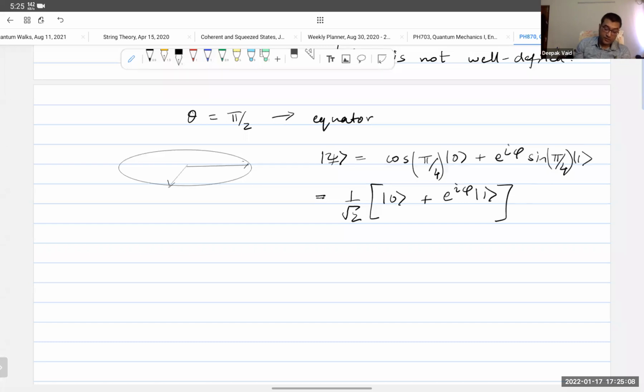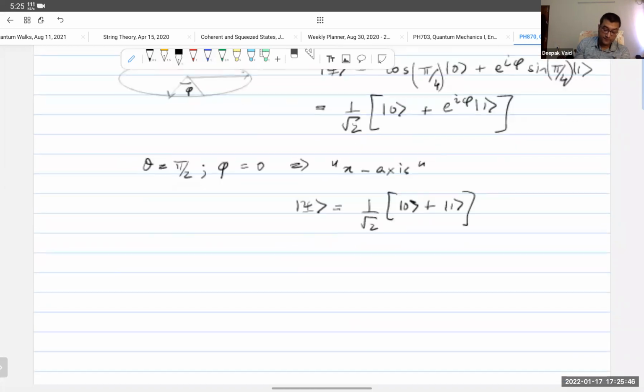Okay. So now what is the range of phi, right? So this is the phi angle, and phi goes from 0 to 360, right? So if we set phi equal to 0, and theta equal to pi by 2, this would correspond to the quote unquote x-axis, according to our choice of coordinates. And psi becomes 1 by root 2, |0> plus |1>. That's just the normalization.